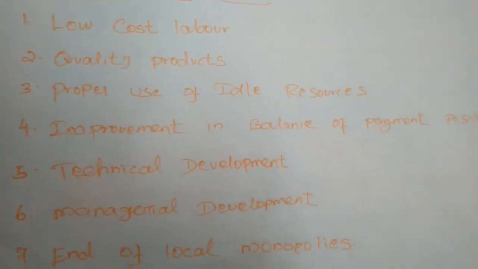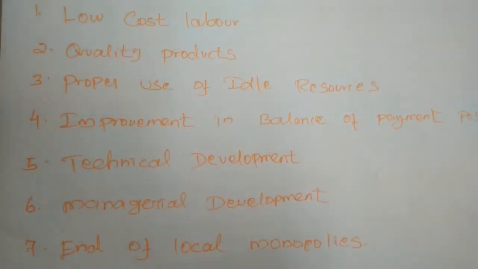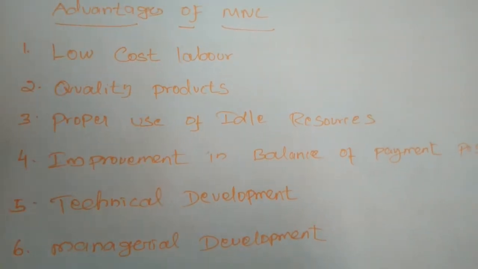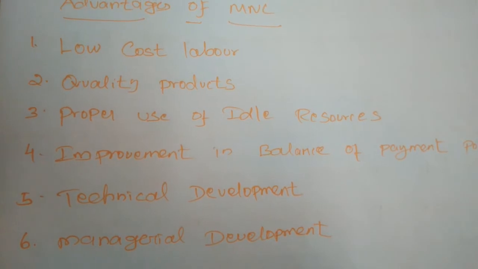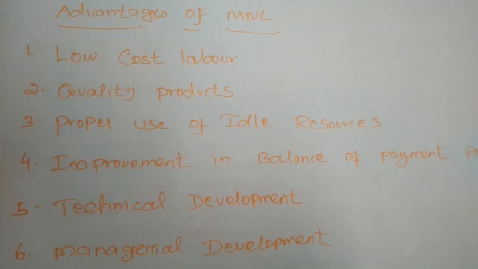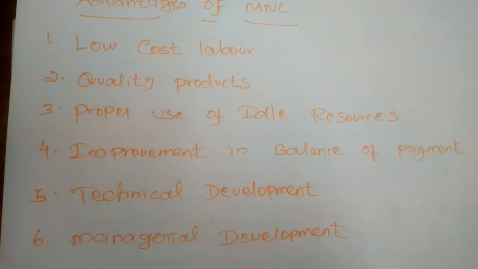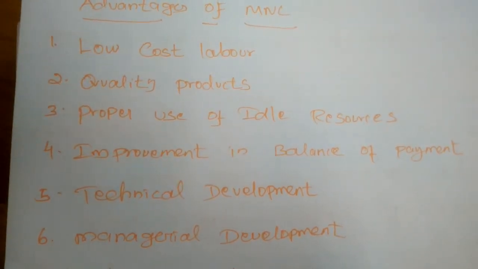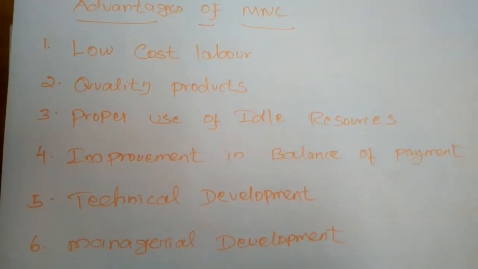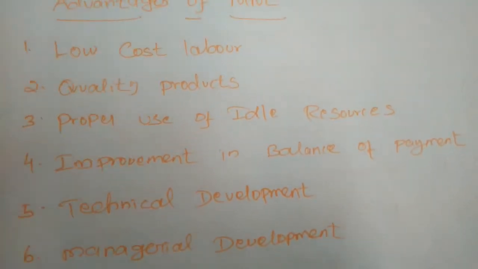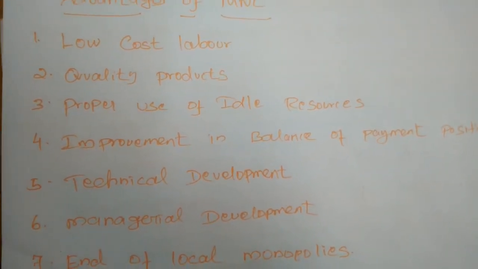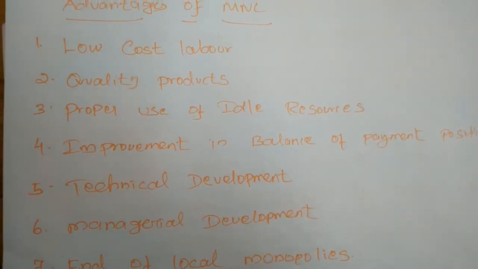Next, proper use of idle resources. Normally, multinational companies use all the idle resources in optimum ways, because they have more technical applications. By using modern techniques, idle resources are used in proper ways. Because of their advanced technical knowledge, multinational companies are in a position to properly utilize the idle physical and human resources of the host countries. Not only machinery, it will also create more employment opportunities, and wherever idle human resources are there, they are used in optimum ways.